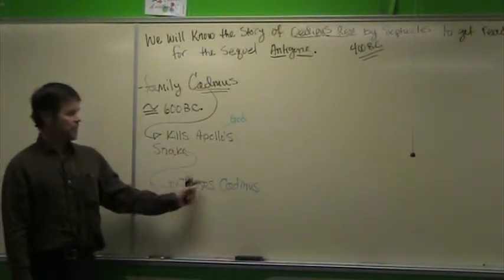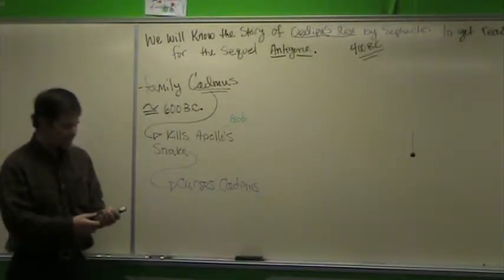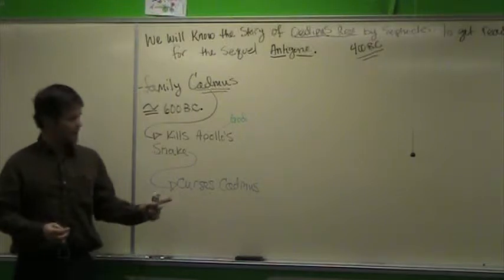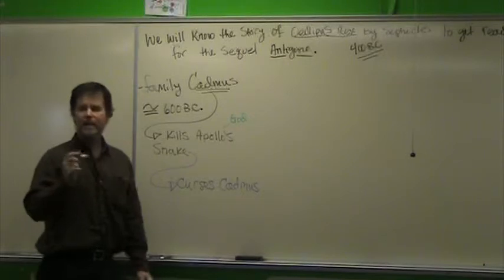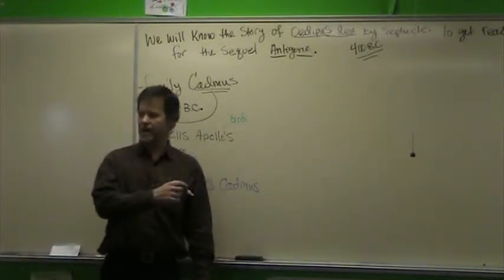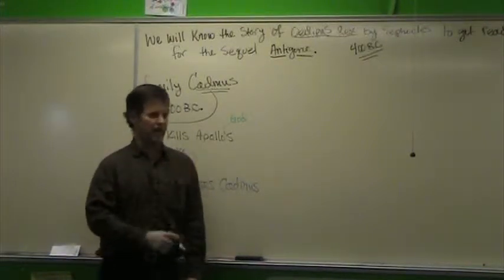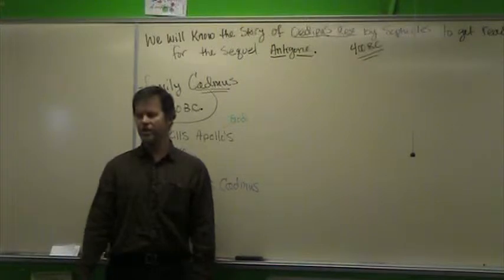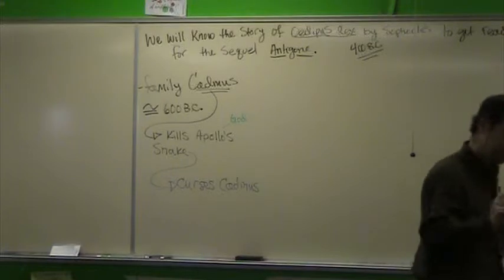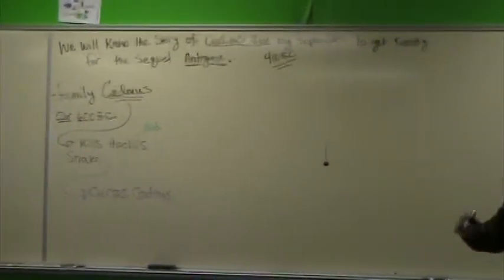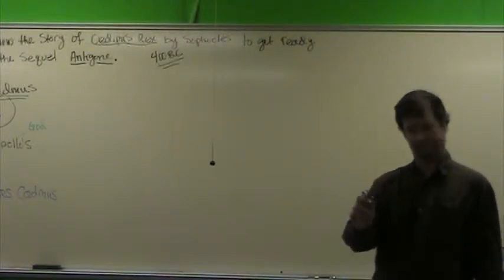And so what Apollo does is curse the family of Cadmus. And one of the curses that Apollo puts on the family of Cadmus is that if you have a male son, that child will grow up and kill the father. Pretty bad curse. But he makes the curse even worse by saying, if you have a male son, he will grow up and kill the father and marry the mother. Okay?